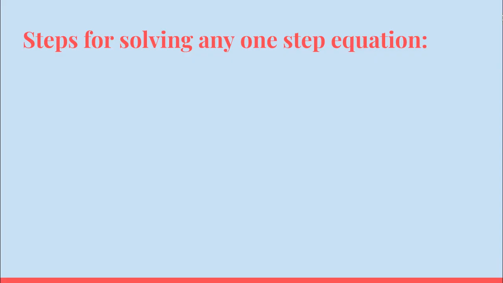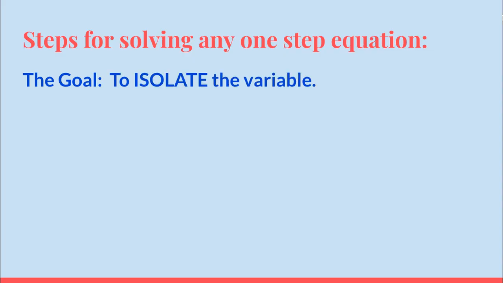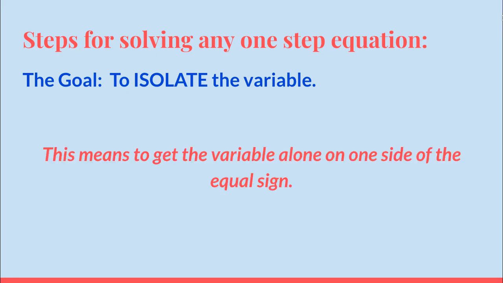Steps for solving any one-step equation. We're going to follow a set of steps every time. So before we get into the steps, we want to look at what is the goal of solving an equation. The goal of solving any equation is to isolate the variable. That means to get the variable alone on one side of the equal sign.